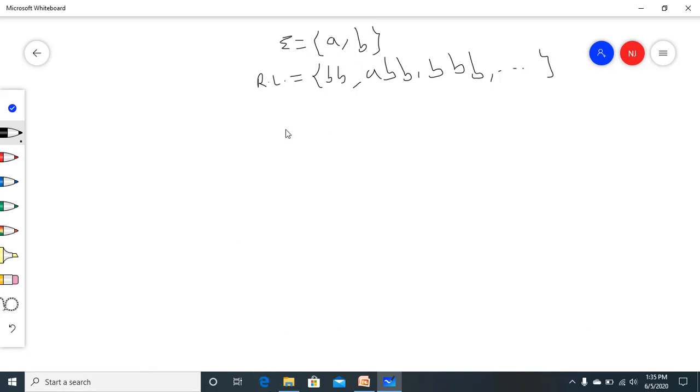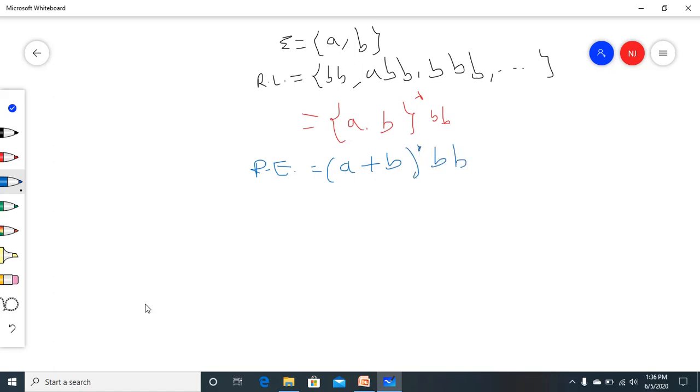So the simplified version of our regular language is that the starting is either A or B or its combinations, means either A or B star, but the ending should be BB. So what about the regular expression? The regular expression is likewise, we have to replace the curly bracket by round parentheses, (A plus B) star as it is, and BB. So this is our regular expression, this is our regular language.